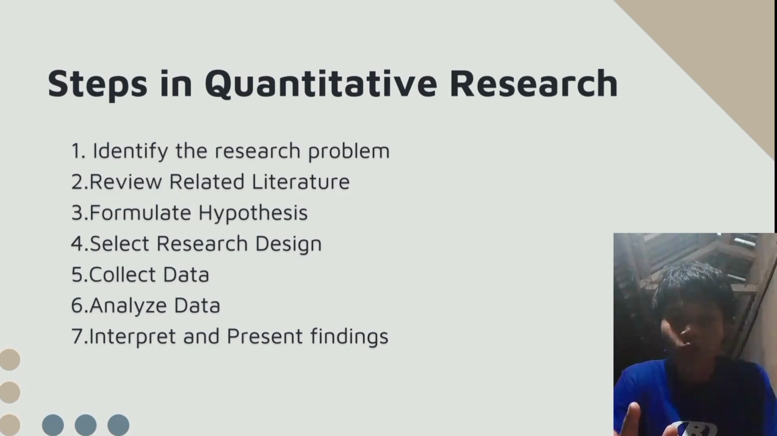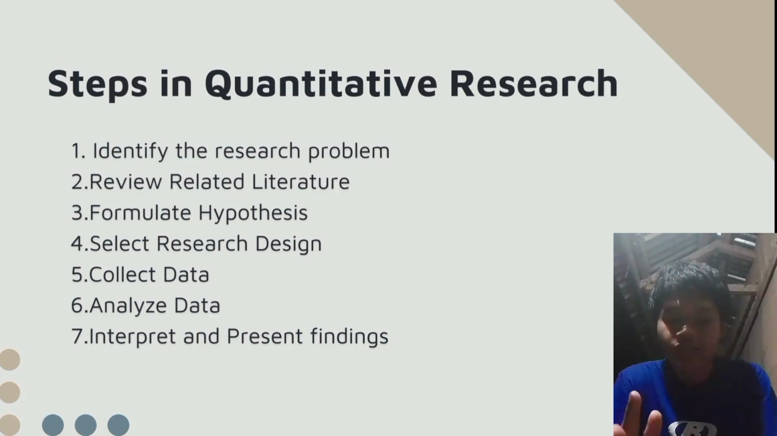These are the steps of quantitative research. Number 1. Identify the research problem. Choose a clear and specific issue to study. Number 2. Review related literature. Study previous works to gain background and find gaps. Number 3. Formulate hypothesis. Make a prediction or assumption to be tested.